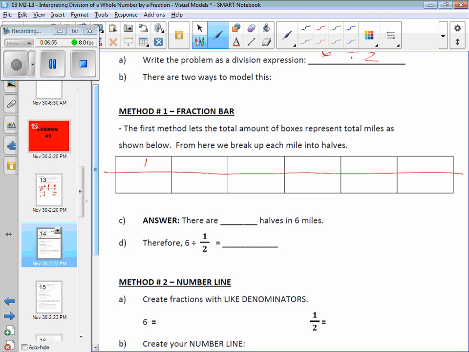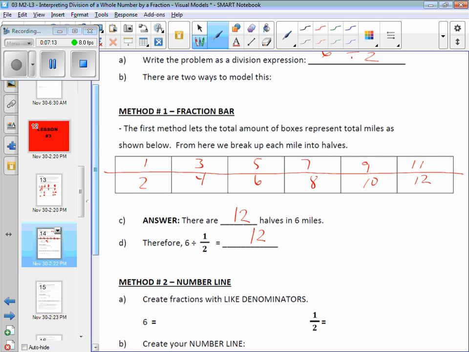That's 1 piece. 2, 3, 4, 5, 6, 7, 8, 9, 10, 11, and 12. So 6 divided by 1/2 is 12.